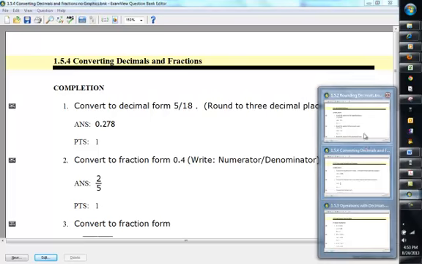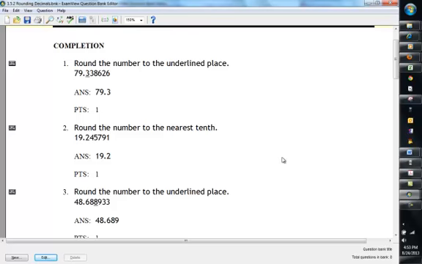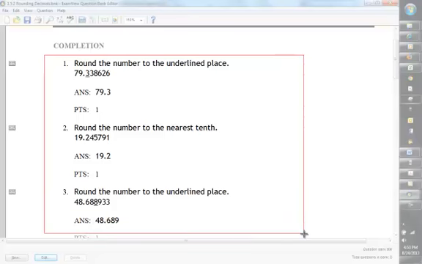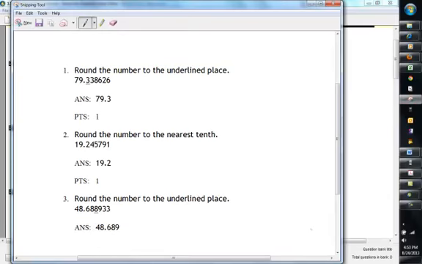Section 2, rounding decimals. So if we round to the underlined place, look at the numbers after it, right? Everything before it the same, 79.3, because the number after the 3 is smaller than 5. To the nearest tenth, here's the tenths place. So we look at the tenths place. The number after it is smaller than 5, so we write the number in the tenths place and everything in front of it the same.